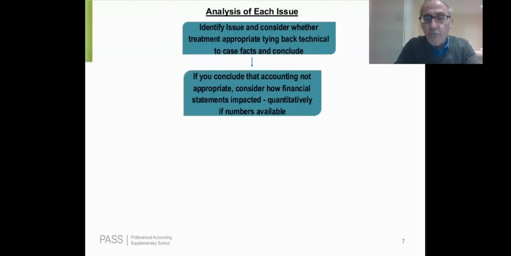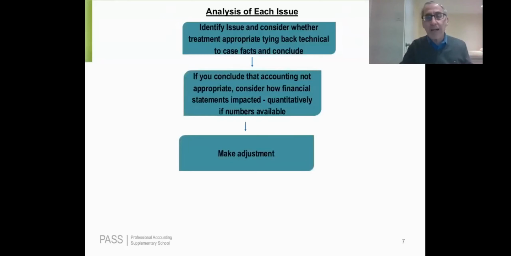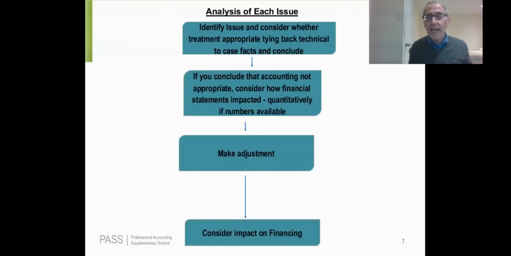If you conclude that the accounting isn't appropriate, you were asked to consider how the financial statements are impacted quantitatively, as long as you have numbers available. I can tell you now, for the first issue I asked you to look at, the vines and the land, you certainly do have lots of numbers to work with, so you will be able to figure out how the statements are impacted. I then want you to make the adjustment, okay? And that means debit X, credit Y. On comps, it is very common to be asked to make adjustments, so I want to get you used to that. And then finally, I'd like you to consider the impact on the financing. Keep in mind that if based on your adjustments, either current assets or non-current assets changed, that will obviously impact the financing.